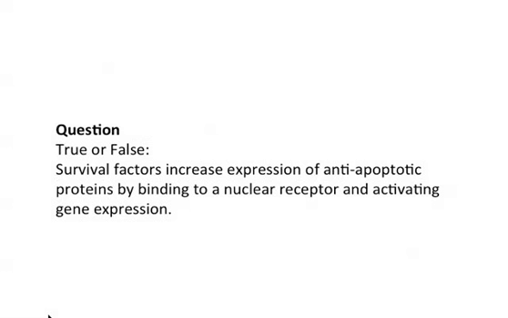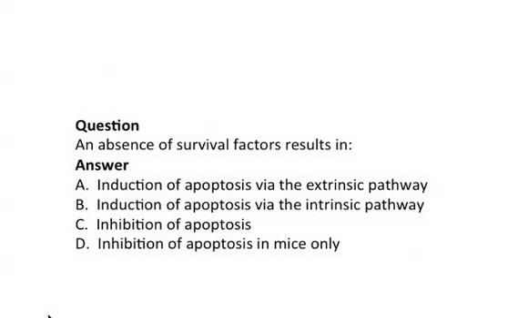An absence of survival factors results in induction of apoptosis via extrinsic pathway. Intrinsic, because it's about regulating BCL2 family of proteins. And so B will be the answer. Inhibition of apoptosis? No, because an absence of survival factors promotes apoptosis. Inhibition of apoptosis in mice only.